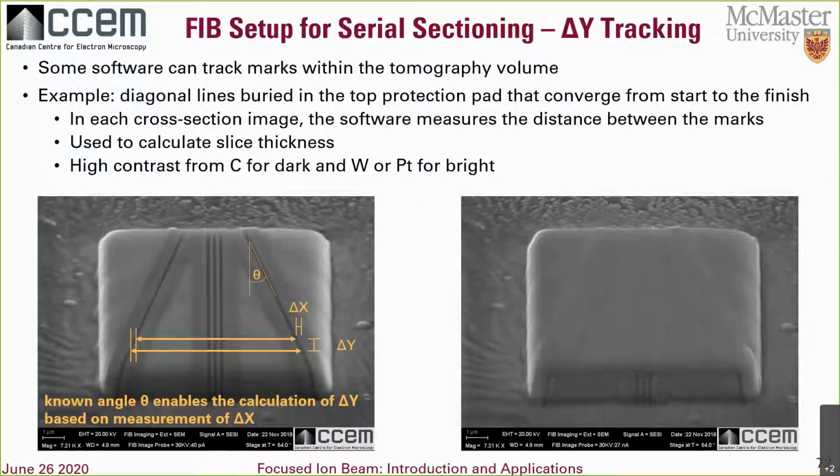These markers are enabled by using, in this case, carbon deposition for dark and tungsten or platinum for bright to create high contrast between the two materials.